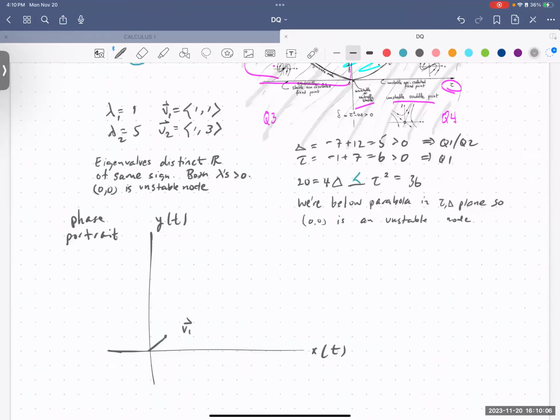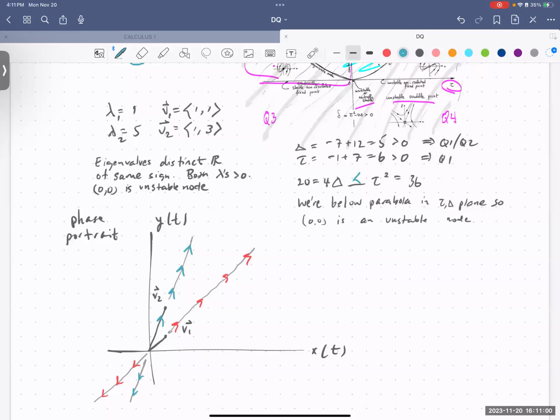I need a gray. Let's do a gray. There we go. The eigenline that associates with (1, 1) is this line. And we know that its eigenvalue is a positive 1. That means the flow is away. Put some trajectory arrows like this, showing the flow is away. Then we plot V2, which is (1, 3). V2 is over 1, up 3. There's V2. Here's its eigenline. Flow is also away.